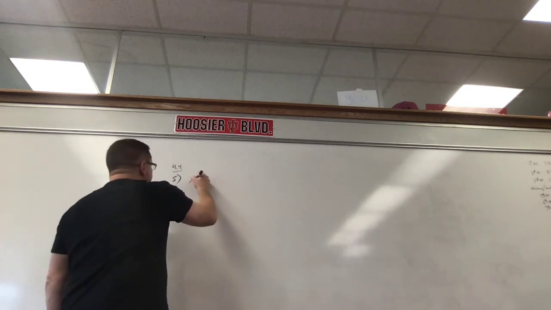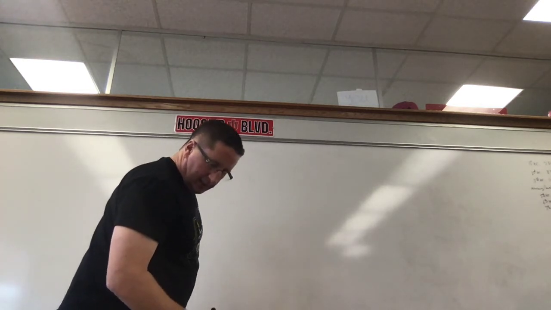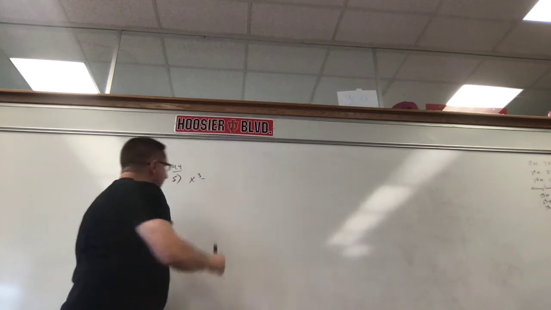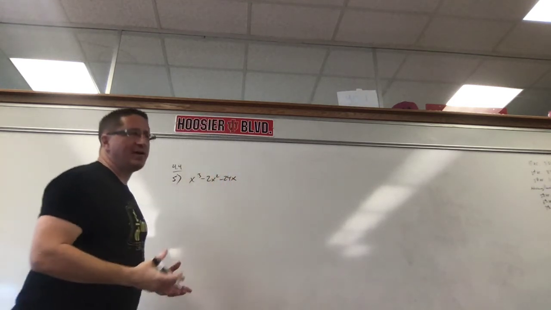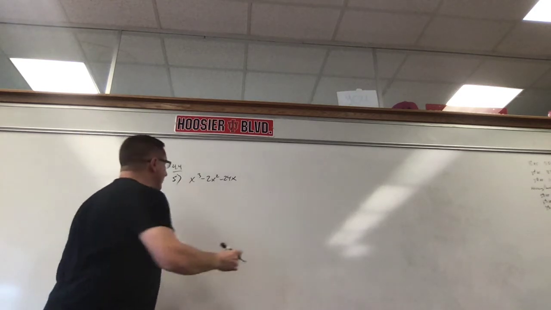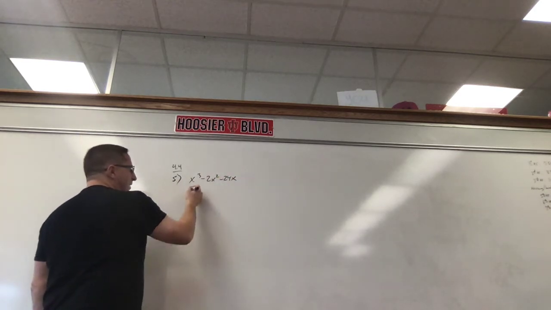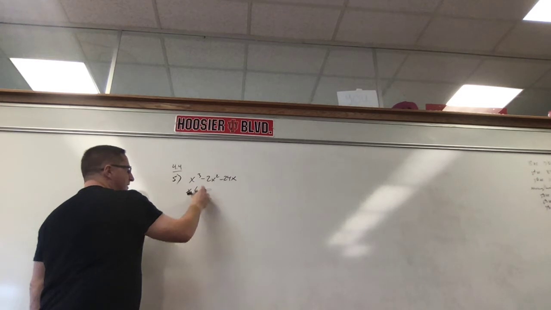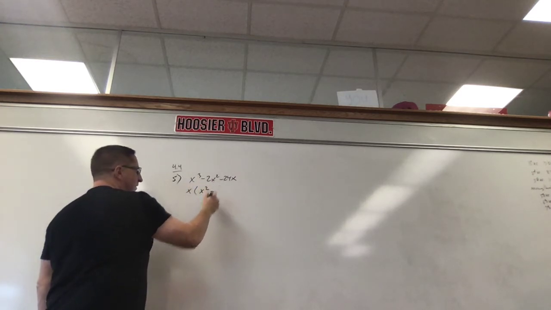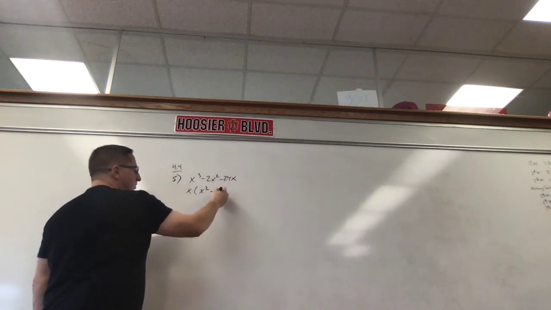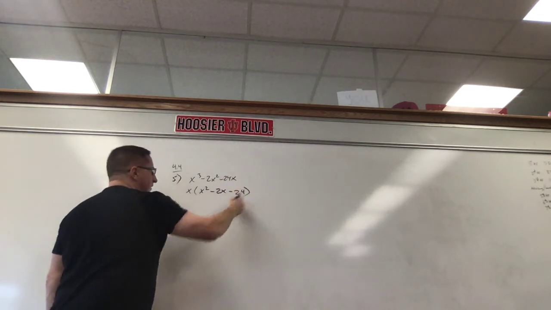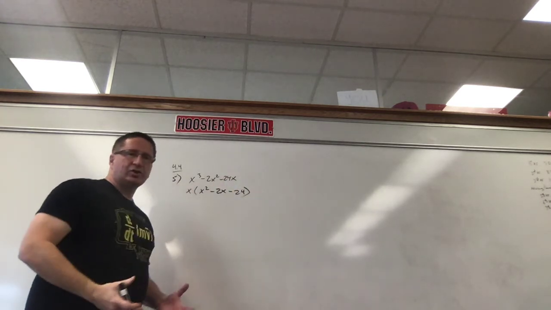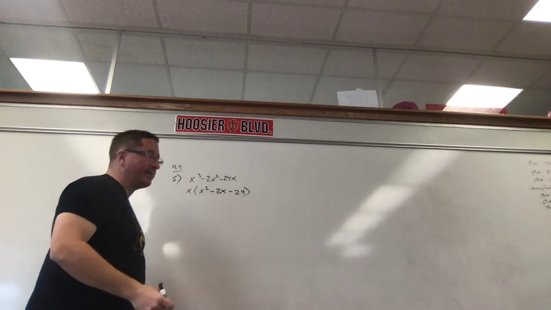So we have x cubed minus 2x squared minus 24x. The first thing we always try to do whenever we factor is look for a common factor. In this case, there is an x that's common to all of them, so we can factor an x out. x times x squared is x cubed, minus x times 2x is 2x squared, minus x times 24 is 24x. Now, we factored it? Sure. Completely? Probably not.